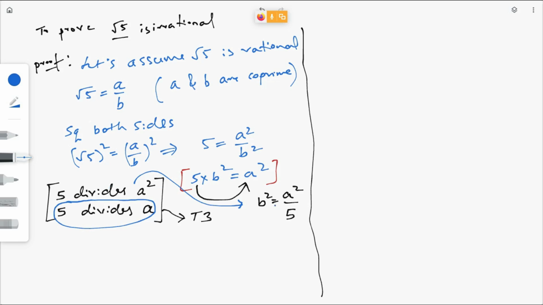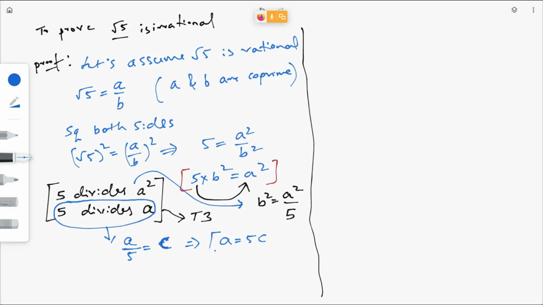So I got this statement from this. So from this statement, can I take 5 divides a? See here, a square by 5 is equal to b square. So 5 divides a square. If 5 divides a, can we take a by 5 is equal to c? Some number, some c value. Yes or no? Okay, so from this you will get a is equal to 5c.